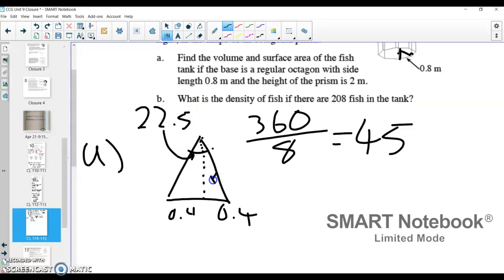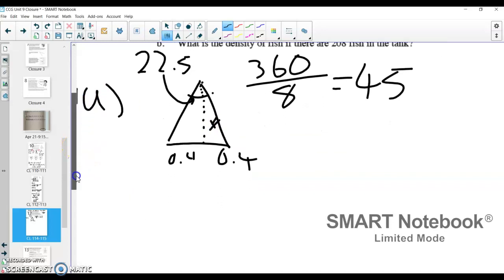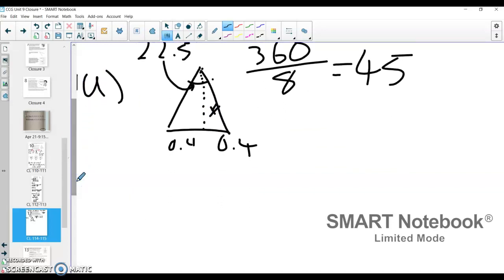The height of the triangle we do not know, and that's what we're going to use trigonometry to solve here. We're going to take the 22.5 as my angle, 0.4 is opposite, x is adjacent. Opposite and adjacent tells me this is a tangent problem. So this is the tangent of 22.5.